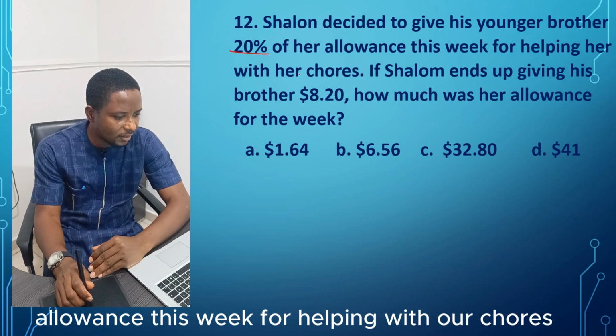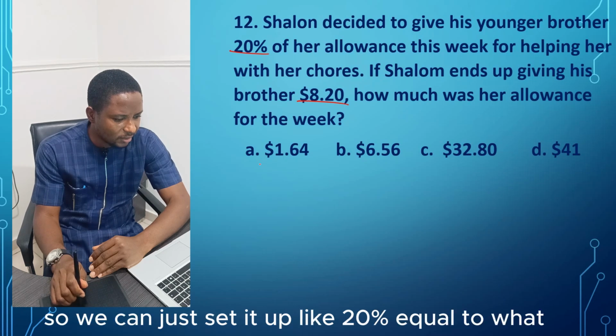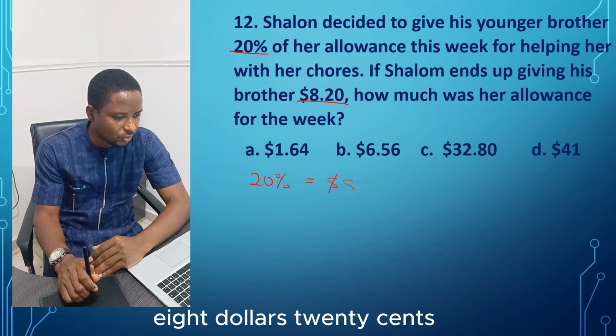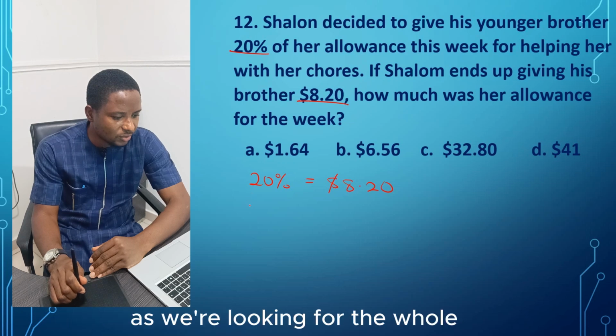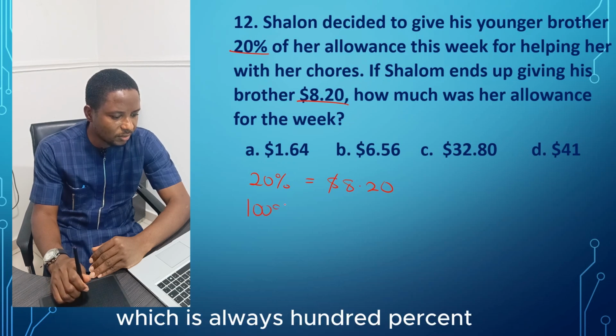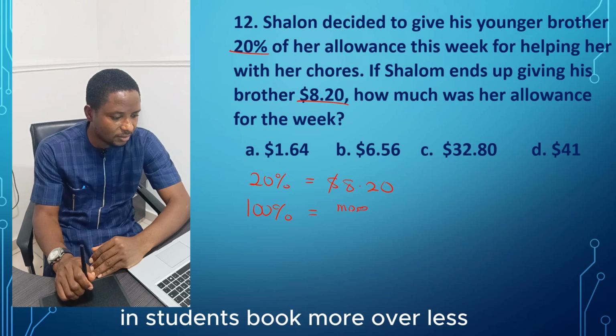All right. Question 12 says, Shalom decided to give her younger brother 20% of her allowance this week for helping her with her chores. If Shalom ended up giving her brother $8.20, we can just set it up like 20% equal to $8.20. How much was her allowance for the week? As we're looking for the whole, which is always 100%, and the comment is what I always love to see in student books, more over less.